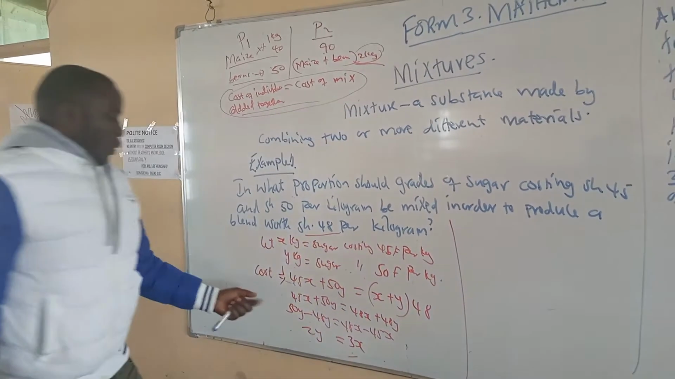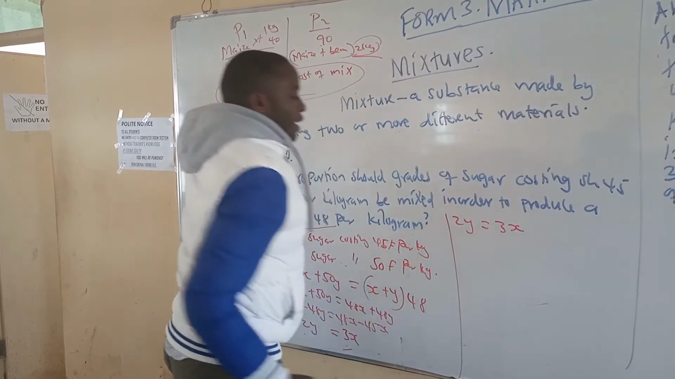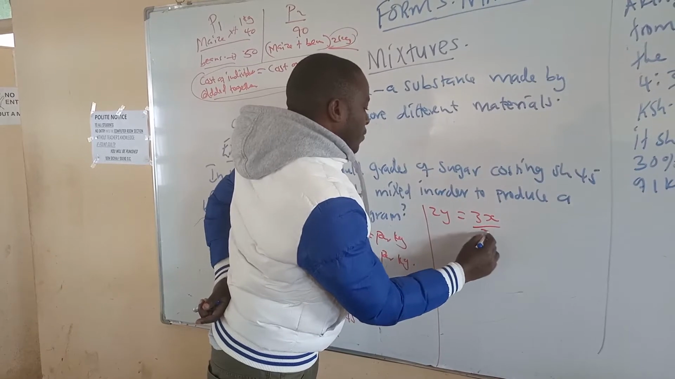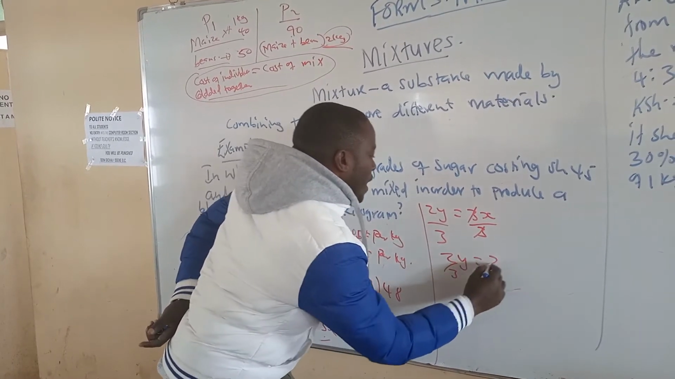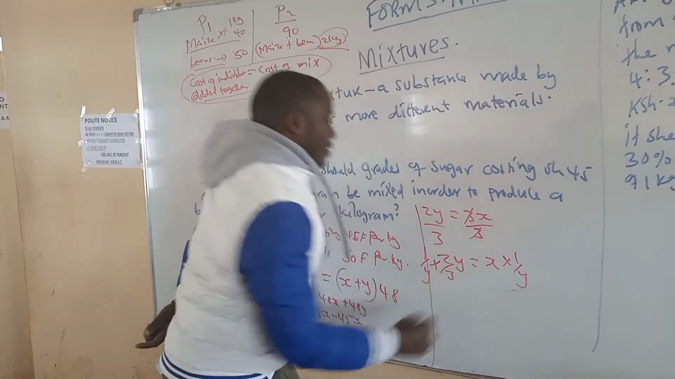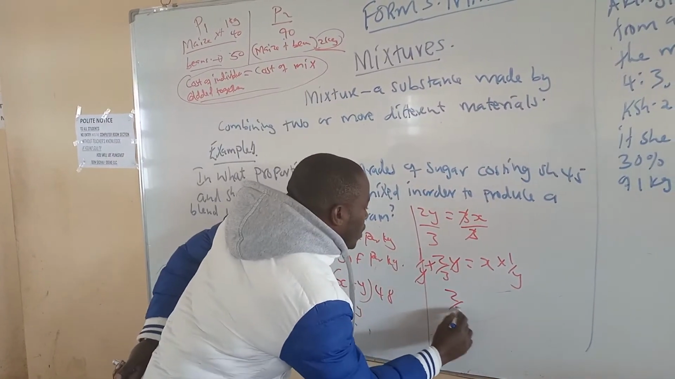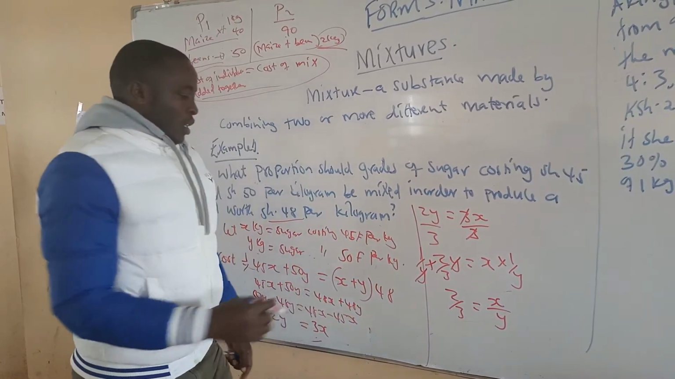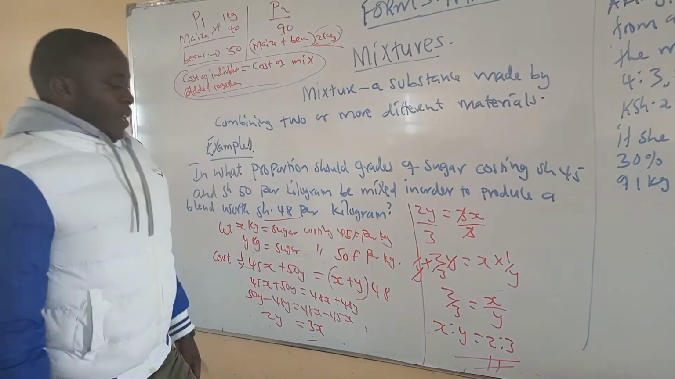I know from there people might not be able to get the ratio. If you have 2Y equals 3X, I can divide by 3, so the 3 and 3 cancel, and it means 2 over 3 Y equals X. To eliminate the Y, I multiply all sides by 1 over Y, so the Y and Y cancel. So I will have 2 over 3 equals X over Y. From here, I have the ratio: X is to Y equals 2 is to 3. So this is the ratio.